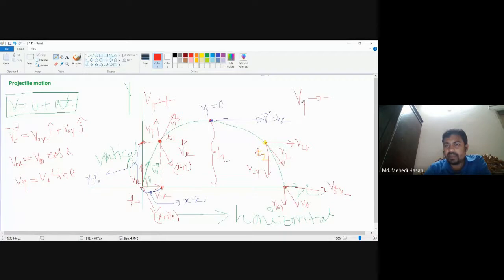Then there is a conceptual question already given to you, I think. Say an object is thrown from the ground, and at a certain time the velocity is given as v equal to 2i minus 5j, like that. From that information you have to say whether the particle has crossed the highest point or not. Can anyone explain this?